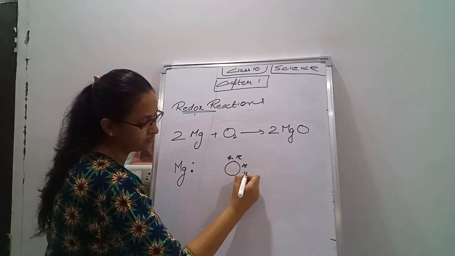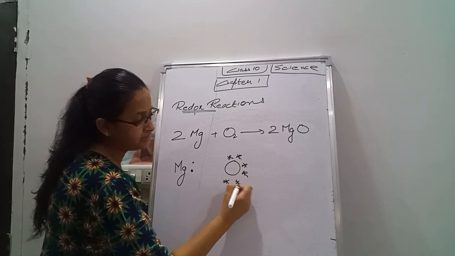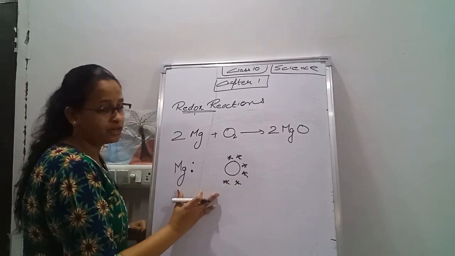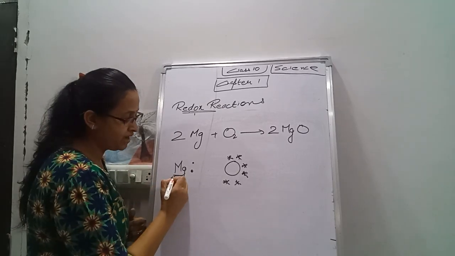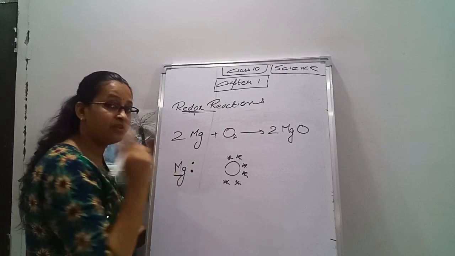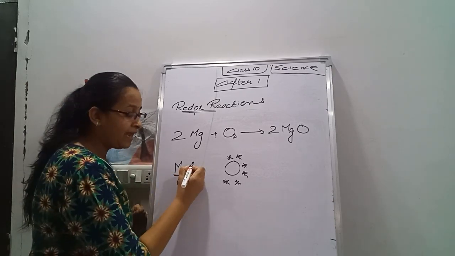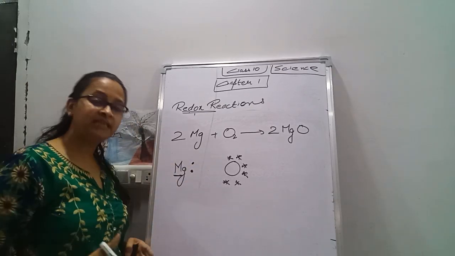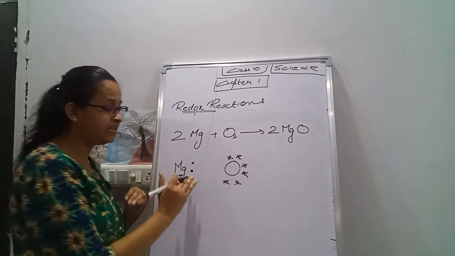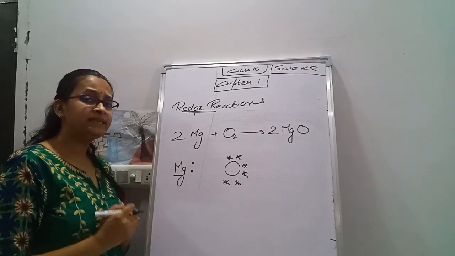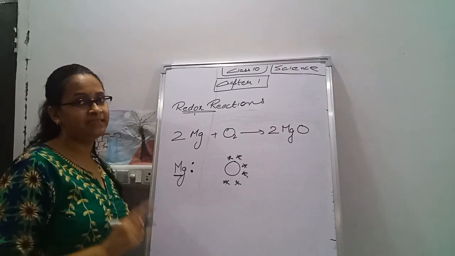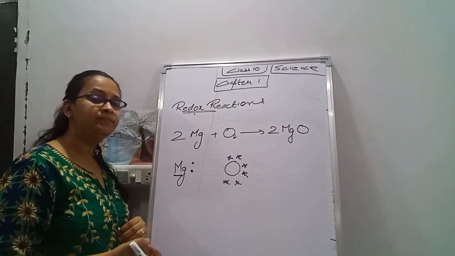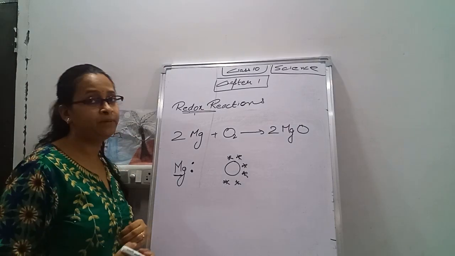Yes, oxygen has 6 valence electrons, and all these valence electrons take part in the reaction. Now magnesium has 2 valence electrons, so either it will take the remaining 6 electrons or it will give these 2 electrons. Why is this necessary? Because in the outer orbit there are always 8 valence electrons, so that an element can be in a stable state.